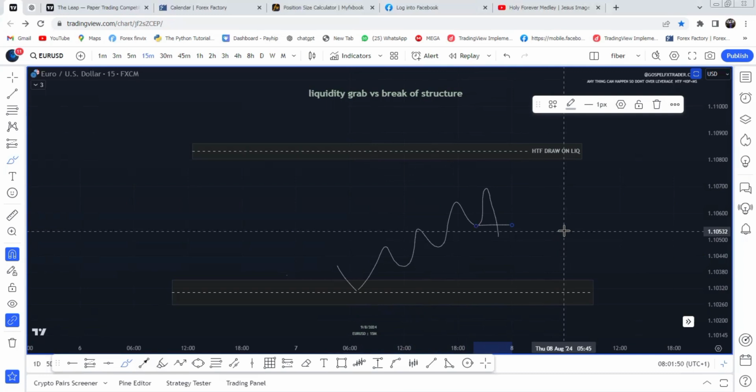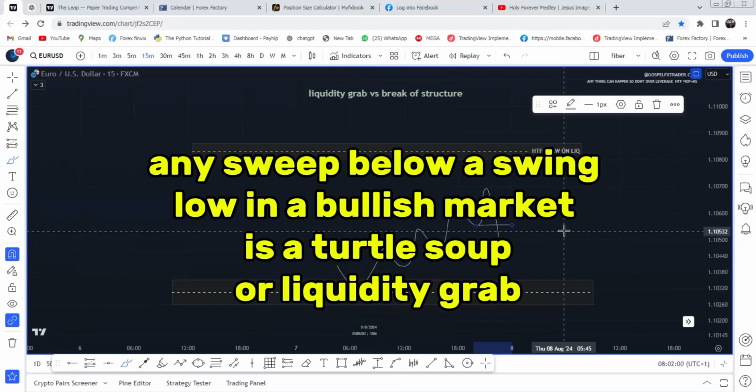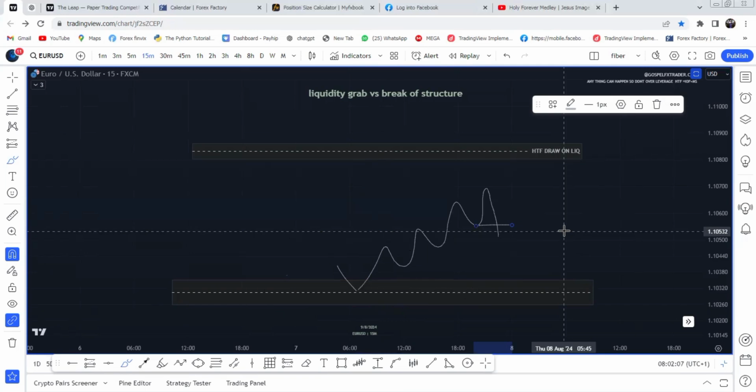All right. And now I'll give you the secret. When the market is bullish, when the institutional order flow is bullish, any sweep below a swing low is a trap. Every sweep below a swing low is a turtle soup. All right, this is very important.